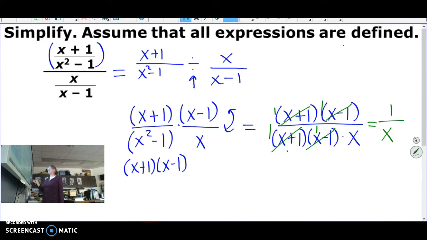A common error that I see often is that you have just an x left over, so a lot of students will say this equals x, but it's not x, it's 1 divided by x. There's still a 1 in that numerator, so it doesn't all of a sudden jump up to the numerator, so you want to make sure that you don't make that mistake. Okay, so that's the simplified version of a pretty complex fraction at the beginning.